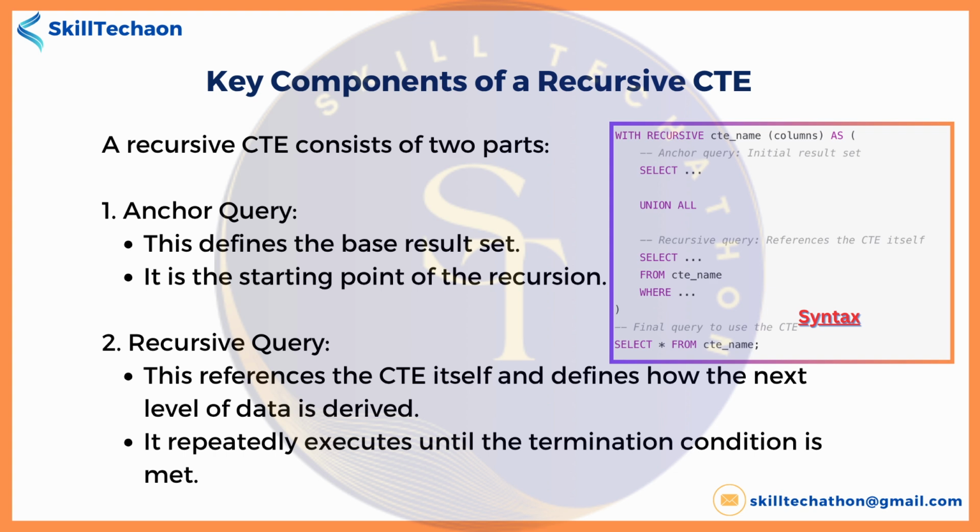Now after union all, what we are going to write is the recursive query. So this query will reference the CTE itself and also will define how the next level of data is derived. So it will repeatedly execute until the termination condition is met. Now, after that, we are going to write the final query from the CTE. So we are going to do this practically. It will be more understandable there. So here we need to remember that there are 2 parts in a recursive query. One is the anchor part. Second one is the recursive part.